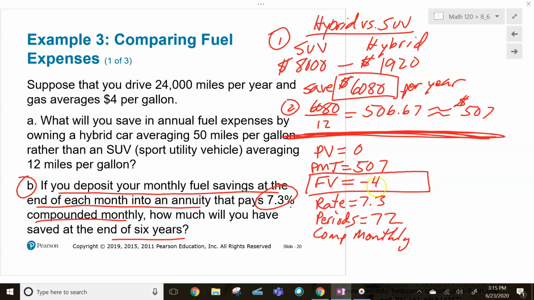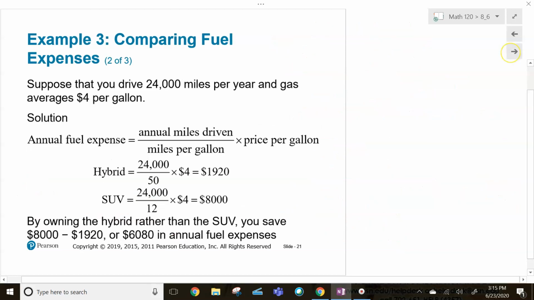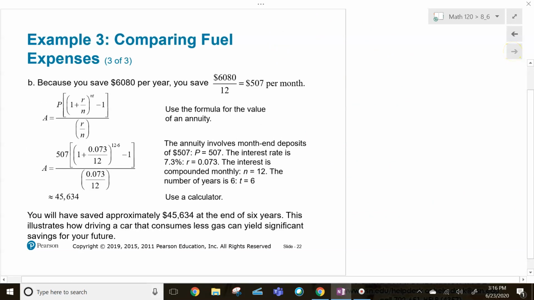and you get 45,634 you could save by investing that money rather than wasting it on gas. Pretty crazy there, at least in this scenario with pretty expensive $4 gas situation.